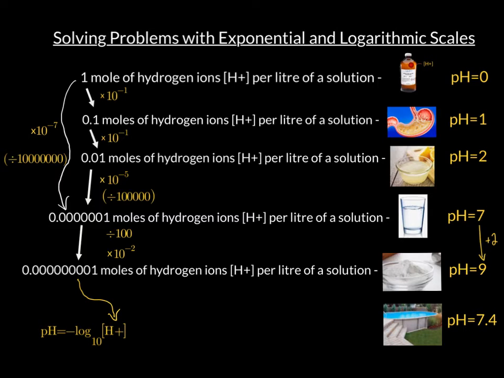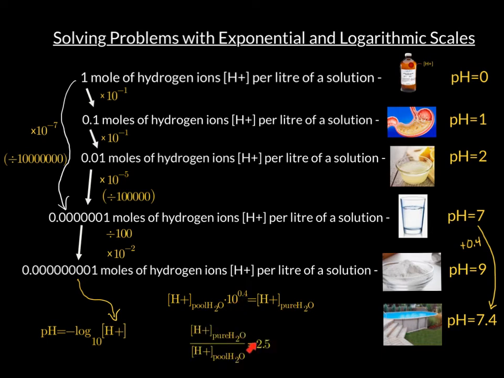Well, we know that the pH of pure water is 7 and the pH of pool water is 7.4. And so the concentration of hydrogen ions in pool water has to be multiplied by 10 to the power of 0.4 to get the concentration of hydrogen ions in pure water. So 10 to the power of 0.4 is equal to approximately 2.512. So that means that pure water actually has a hydrogen ion concentration about 2.5 times that of pool water.